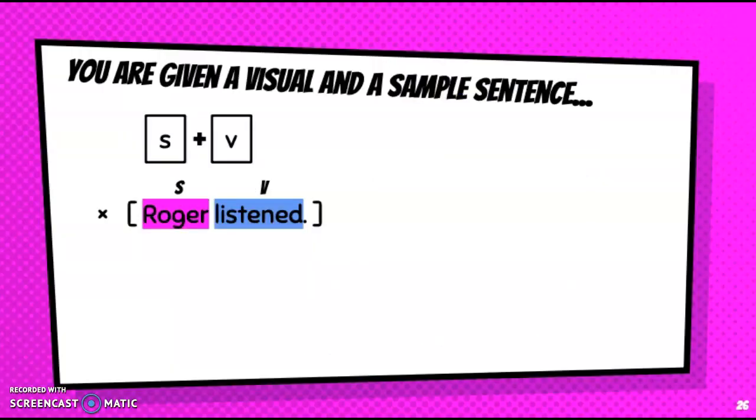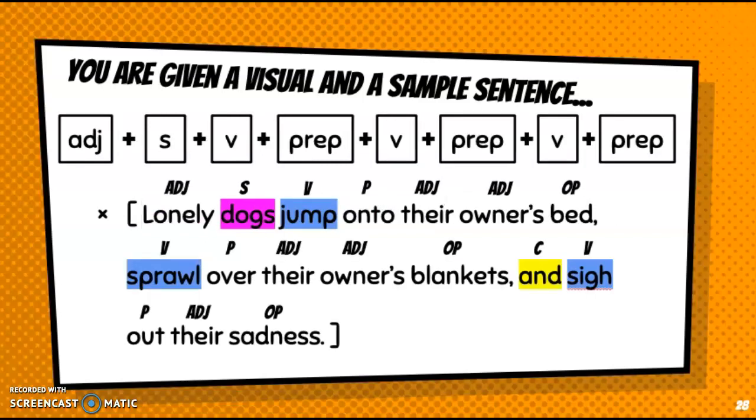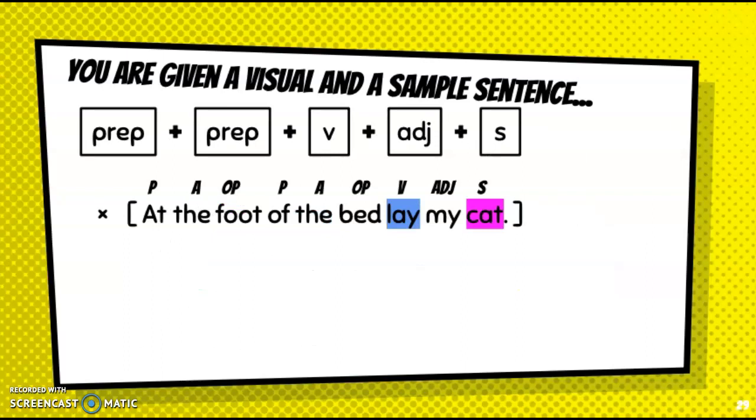Practice number 1, subject plus verb. Roger listened. Practice number 2, subject plus verb plus prepositional phrase. Melanie and Roger waited for their scheduled appointment. Practice number 3, adjective plus subject plus verb plus prepositional phrase plus verb plus prepositional phrase plus verb plus prepositional phrase. Lonely dogs jump onto their owner's bed, sprawl over their owner's blankets, and sigh out their sadness. Practice number 4, prepositional phrase plus verb plus adjective plus subject. At the foot of the bed lay my cat.